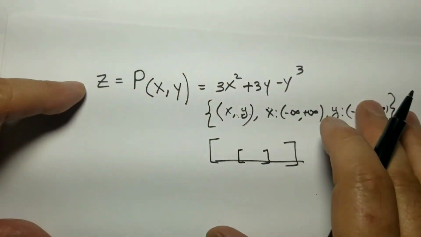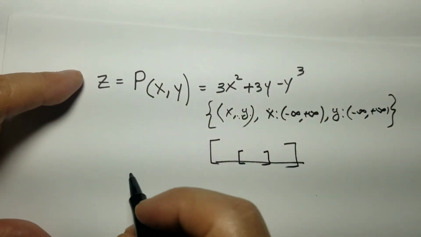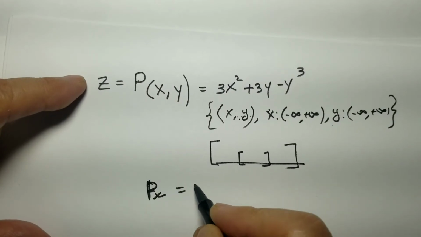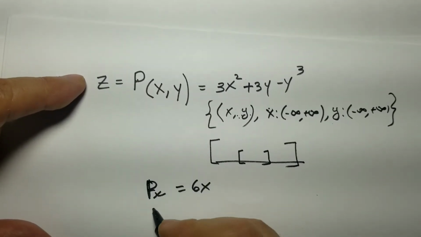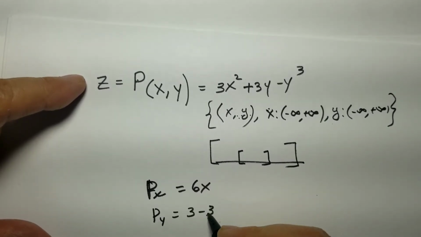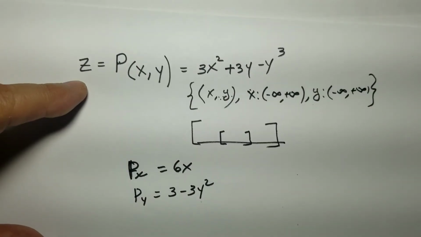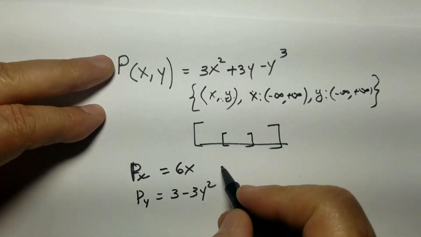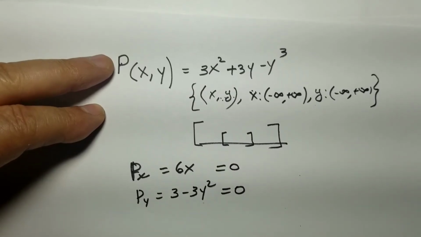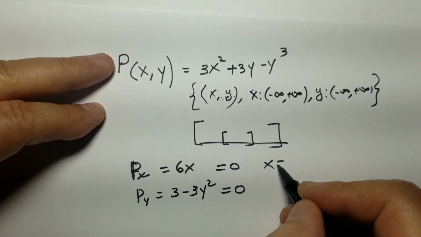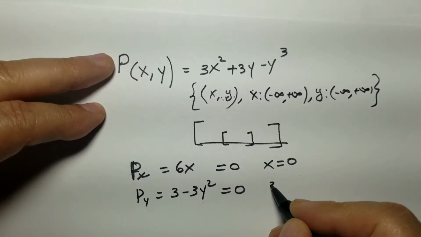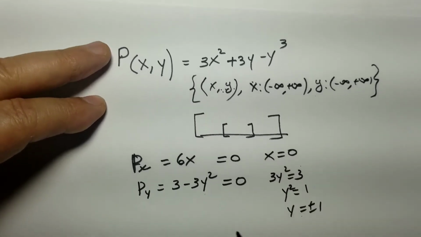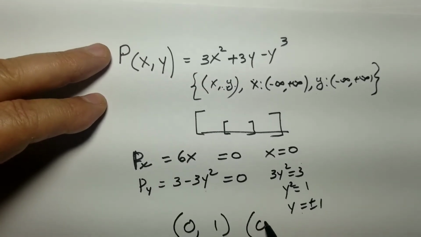This is the same as the first single variable function. But in here, you have to take the partial derivative. Here I can call it F or P. With respect to x it is 6x. And the partial derivative with respect to y is 3 minus 3y squared. Over there, we set the derivative equal to 0. In here, both partial derivatives have to become 0. And when 6x is 0, x is 0, but 3y squared is 3, your y squared is 1, your y is plus or minus 1. Therefore, you have two ordered pairs.